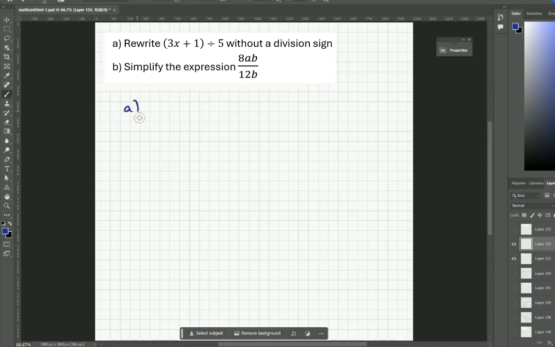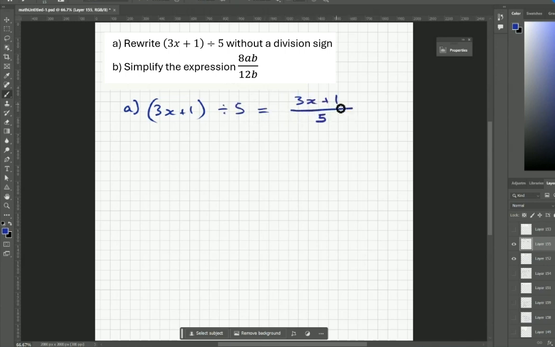So if we look at our first example, for us to write (3x + 1) divided by 5 without the division sign, this is pretty easy when we remember that the division sign can be converted to a fraction. So (3x + 1) in brackets divided by 5 is the same as 3x + 1 over 5.